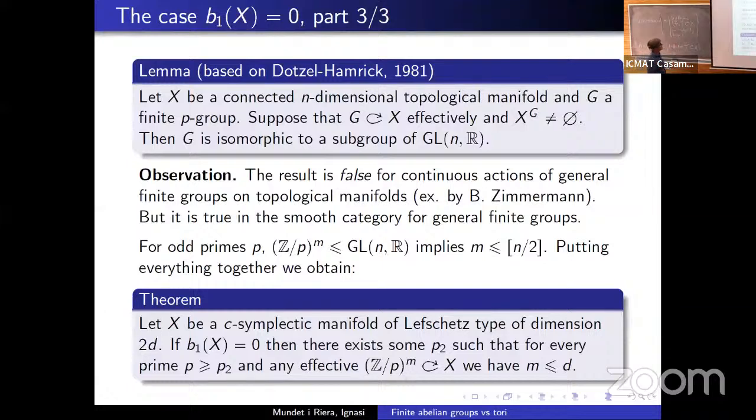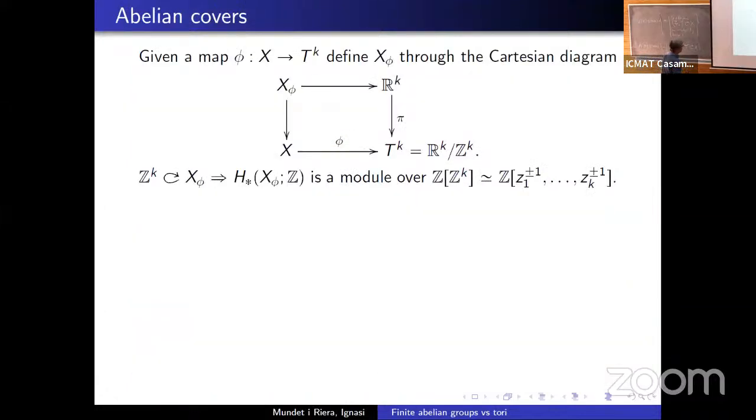Okay, so this concludes the proof in the case of b1 equals 0. Now, in general, one needs to use some arguments dealing with the fundamental group, but these arguments will only refer to abelian covers. So recall that an abelian cover is the following. You take any map from your space X to a torus, and then you pull back the universal cover of the torus. Okay, and this is called an abelian cover.